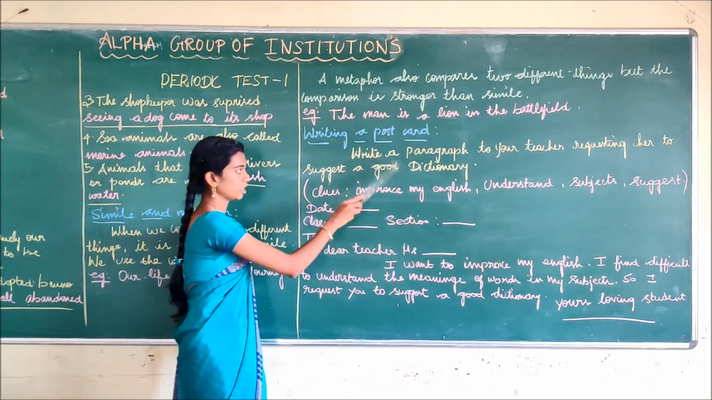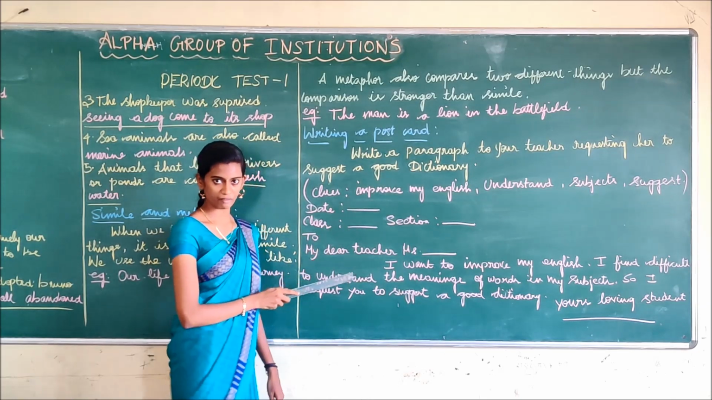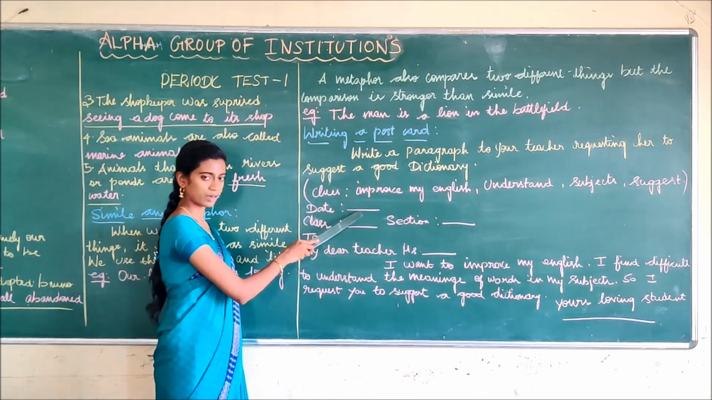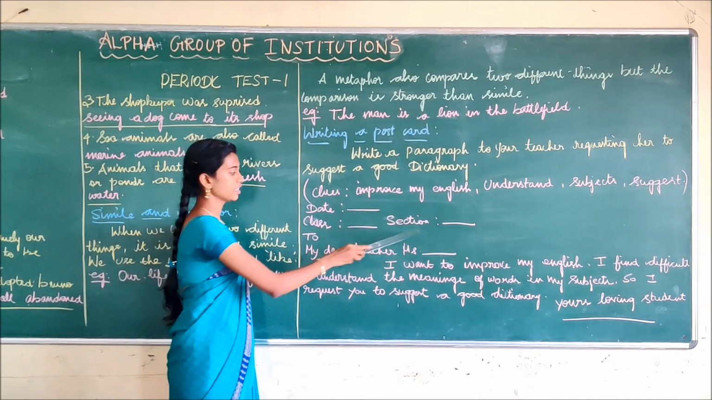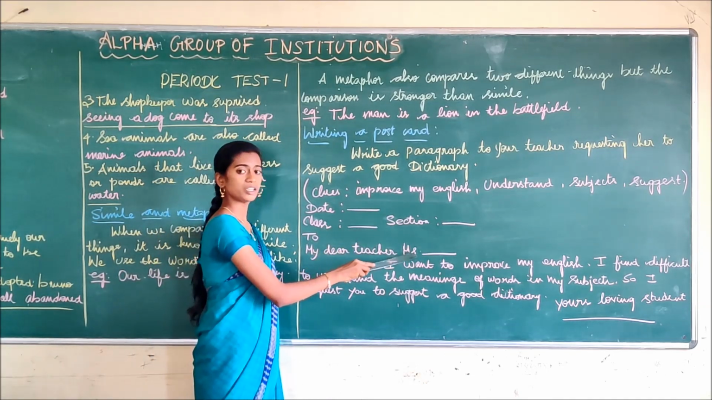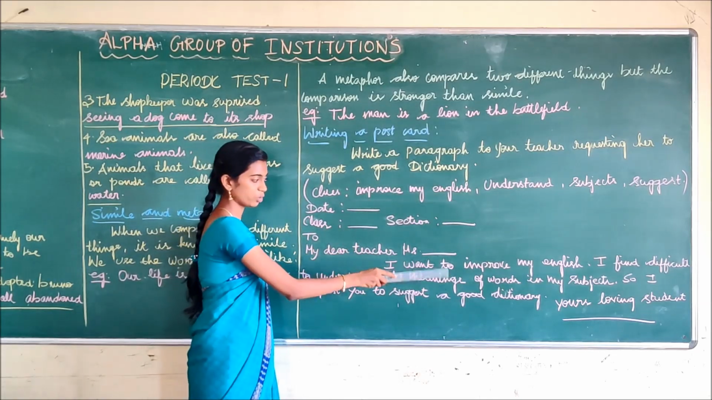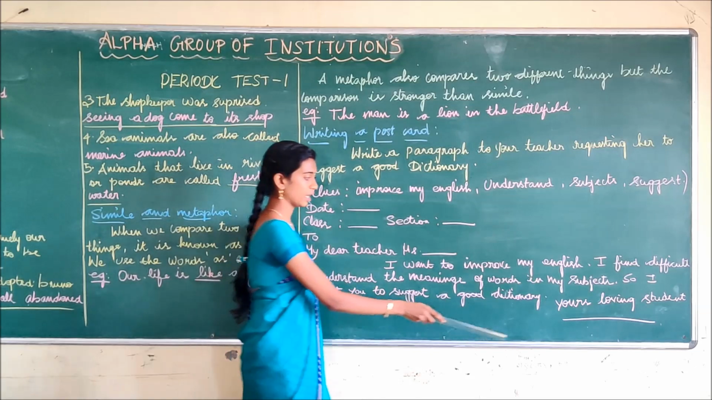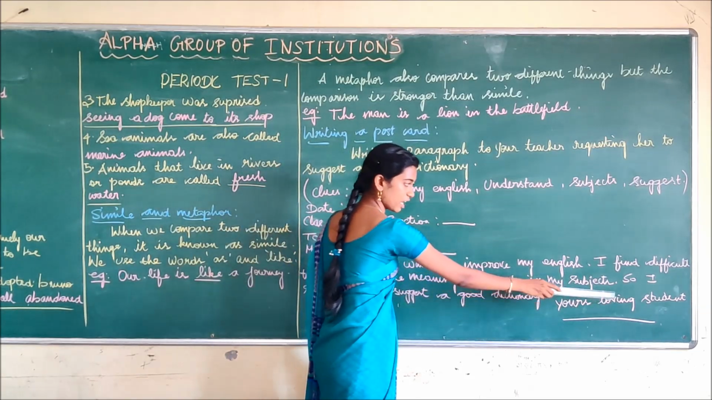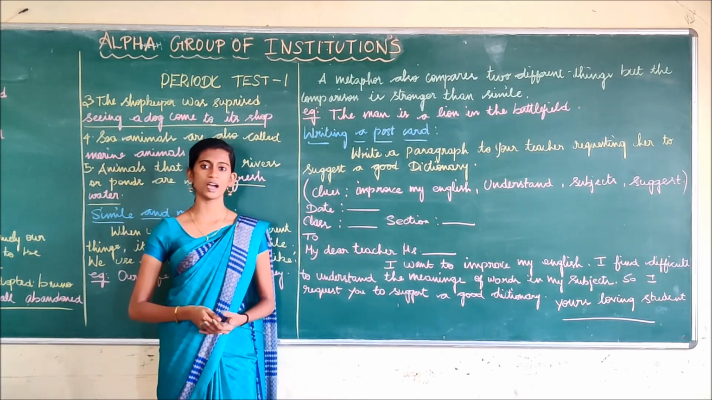First you have to read the question carefully and see what clue words they have given, and you have to write the date, the class, the section, and to my dear teacher, Miss, your class teacher's name, and using these clue words you have to write the content, and at last you have to write yours loving student, your name. Okay, have you understood how to write a postcard?